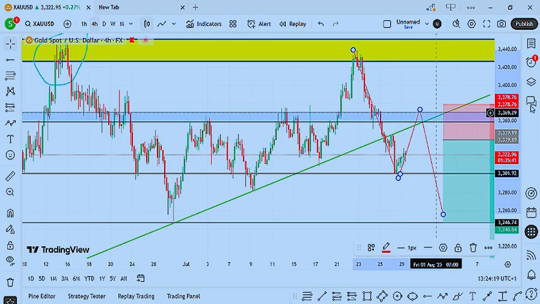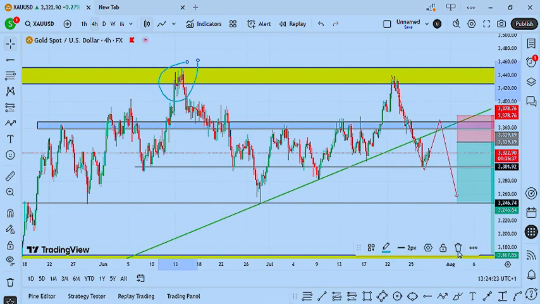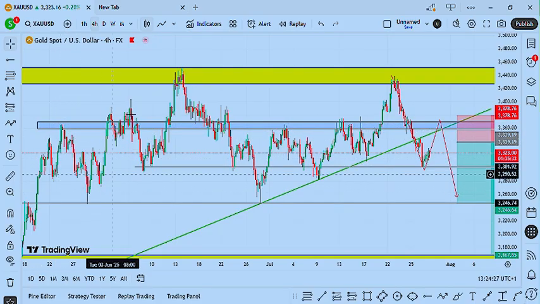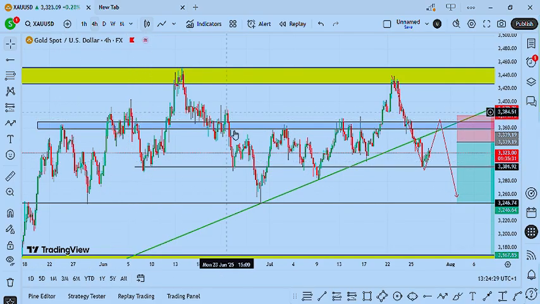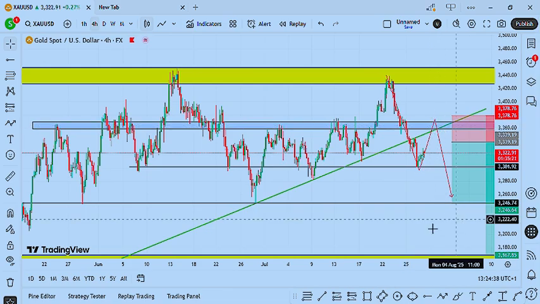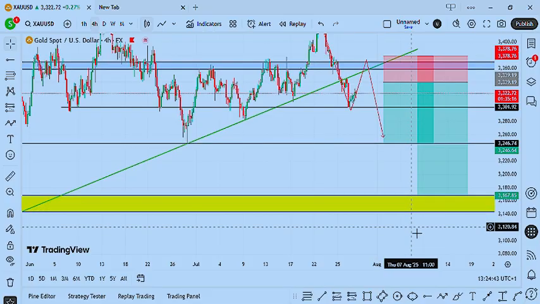This area has been acting as a strong resistance. The market respected it so many times. Tested here, drop. Tested here, drop. Same thing, drop, same thing here, drop. So we might see the same price action occur here, a pushback inside of here, and might see a drop of gold.